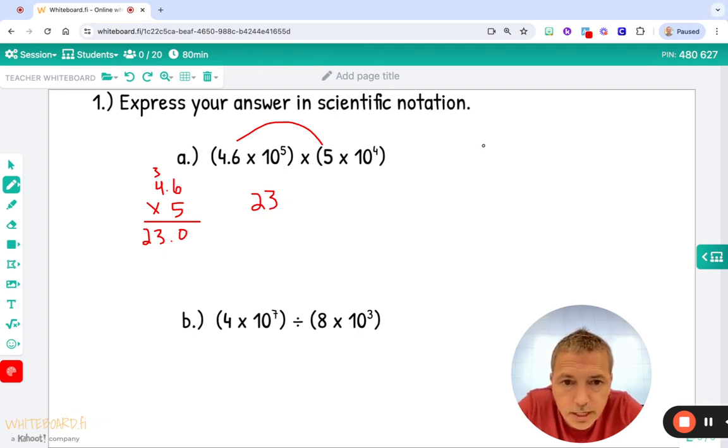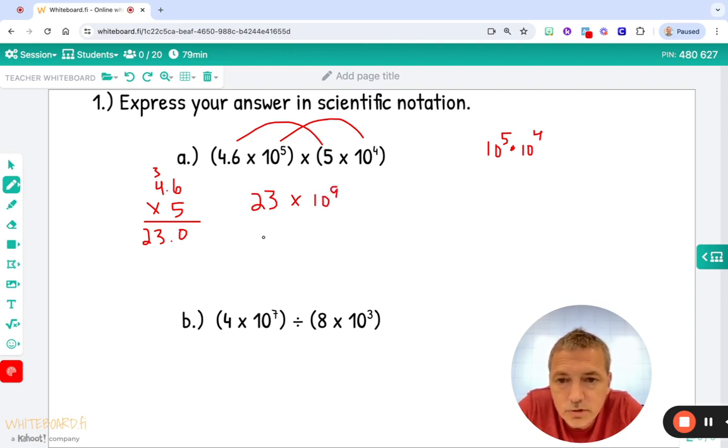Now we can do 10 to the 5th. We can multiply these two, right? Times 10 to the 4th. We know that when we have the same base, remember, we can add those exponents, right? So 5 plus 4 is 9. So I think it's 23 times 10 to the 9th power.